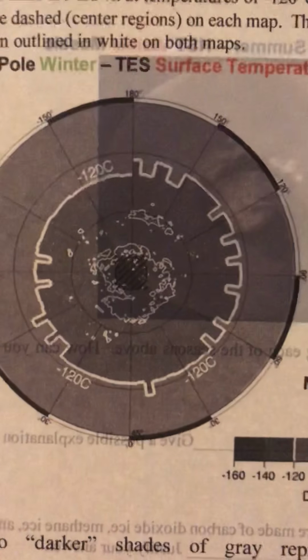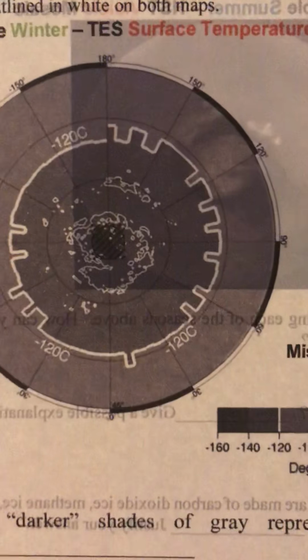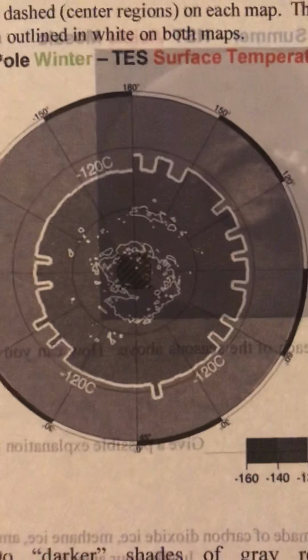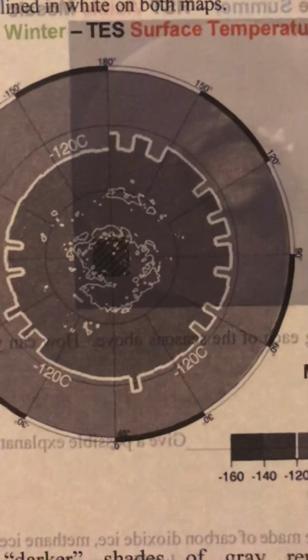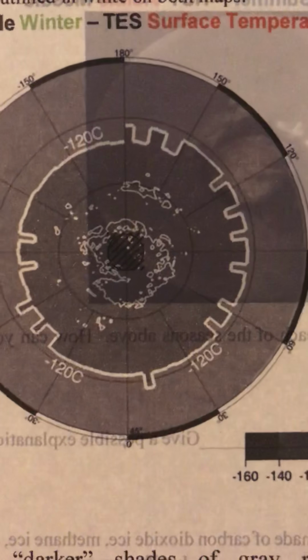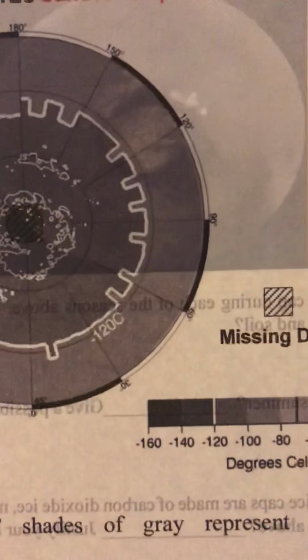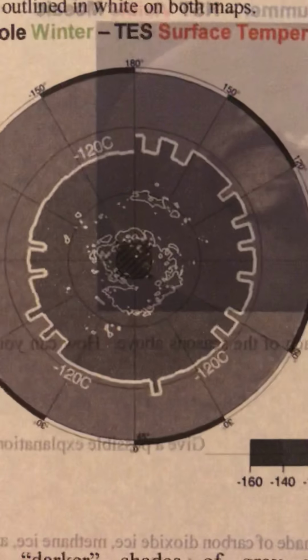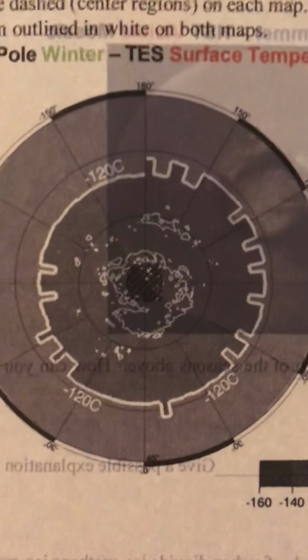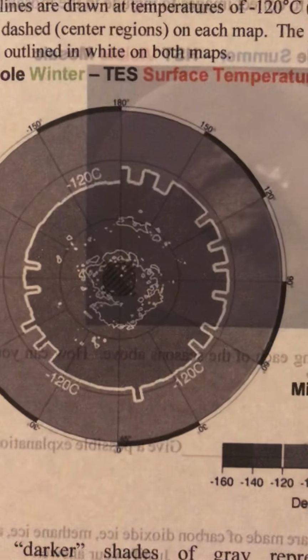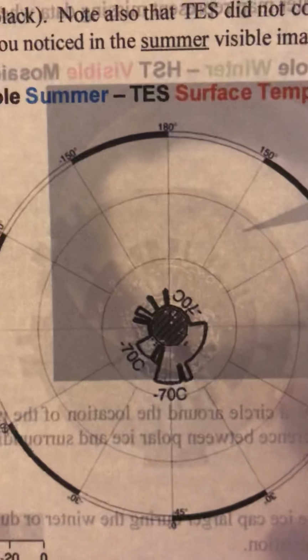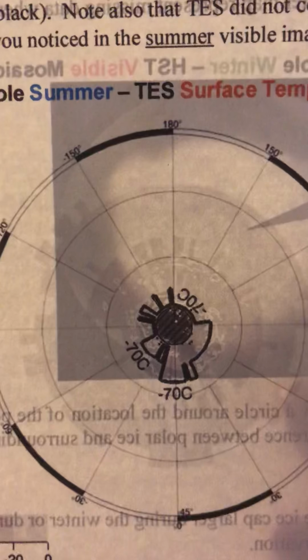So if you'll remember, the carbon dioxide ice forms at around negative 123. Pretty much outside of that line, you wouldn't have it, but inside of that line, it can be anywhere from negative 120 to negative 140. So inside of that line would indicate the presence of that ice. And you'll see that changes from the contour line for summer, which is negative 70 degrees Celsius.